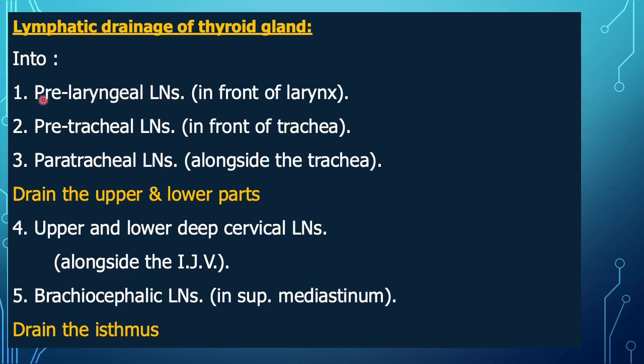Lymphatically, the gland is drained into many groups: prelaryngeal, pretracheal, and paratracheal. All of them drain into the upper and lower deep cervical groups of lymph nodes. In other words, these groups drain the lobes. As for the isthmus, it does not drain into the pretracheal nodes; it drains directly to the mediastinum, not in the neck. Remember that please.